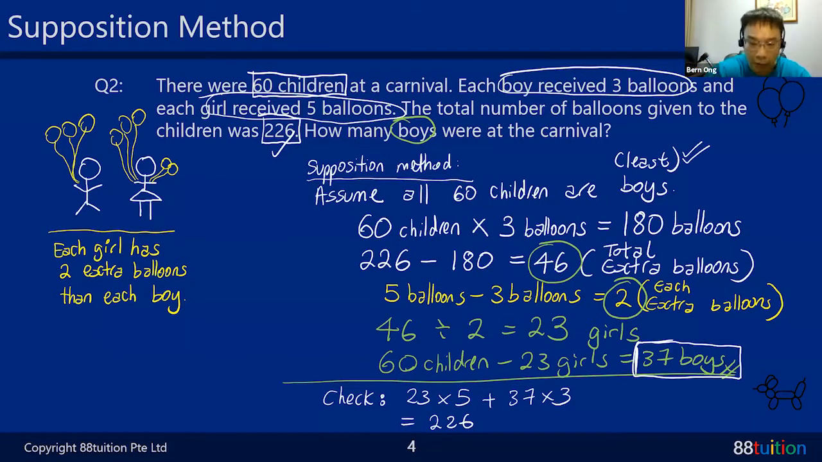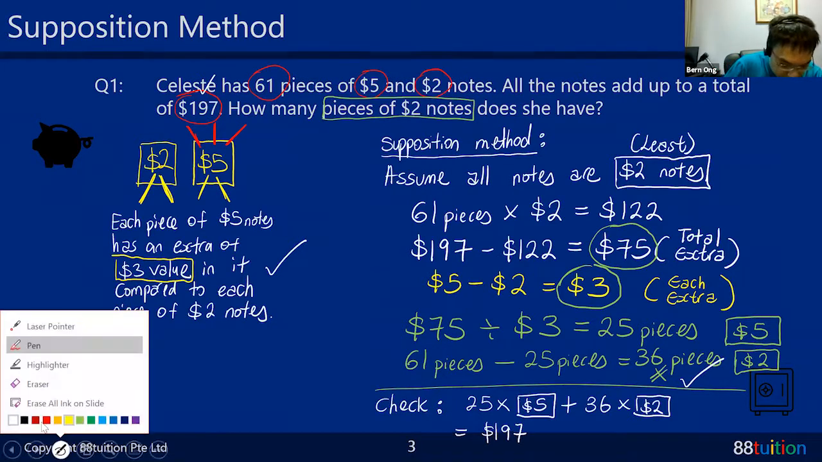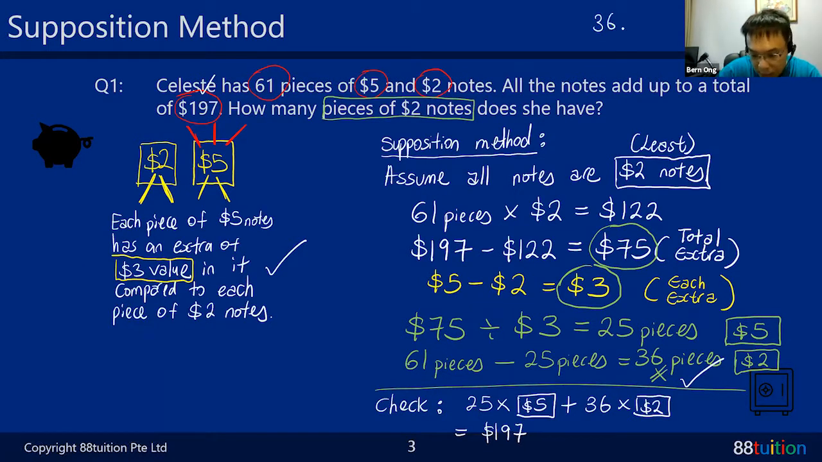Okay, so let's go back to question 1. Let's take up some time to go to question 1 down here. So down here, we know the answer. What's the answer? We know the answer is 36 pieces of $2 notes.